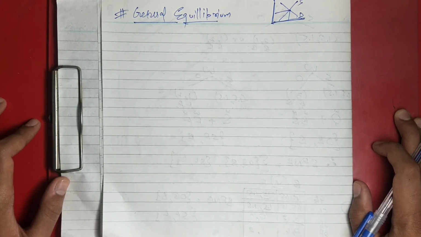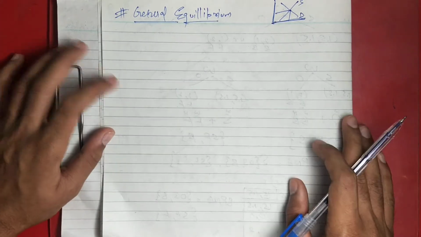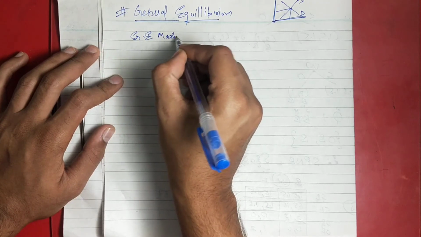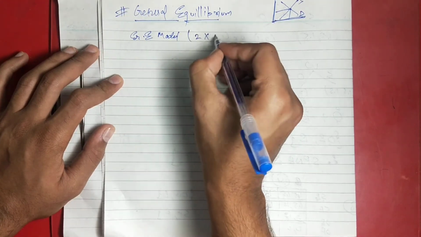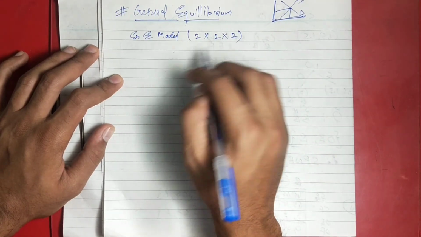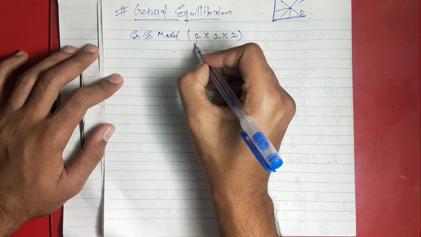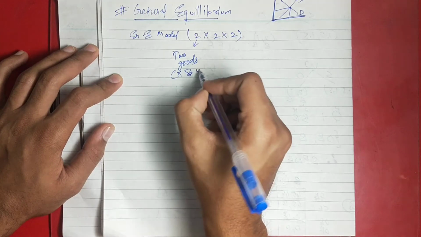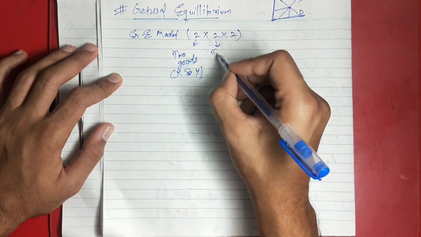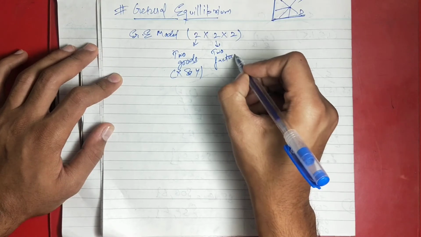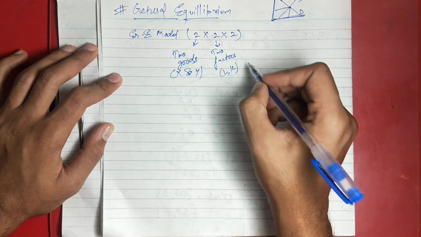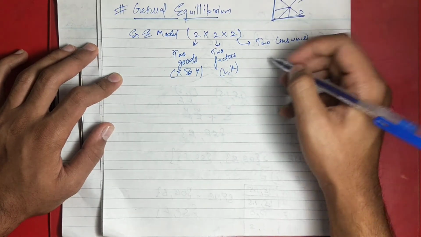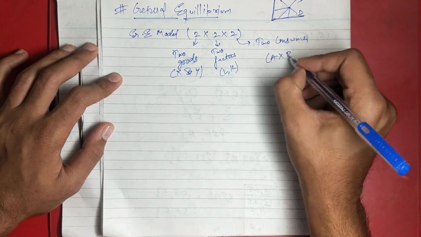This is important. If I write down the general equilibrium model, we are going to study about the 2 into 2 into 2 model. This is also known as the 2 into 2 into 2 model, because we consider here two goods, X and Y, two factors, labor and capital, and two consumers, A and B.